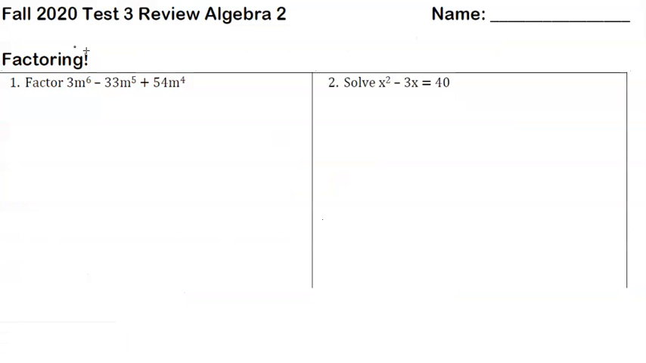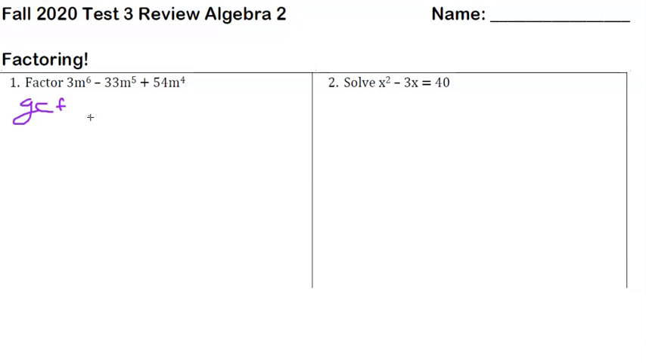Fall 2020 Test 3 Review, Algebra 2. This test is all about factoring, and we'll go through many of the methods that I put above this page. Number 1, factor 3m to the 6th power minus 33m to the 5th power plus 54m to the 4th power. The first thing we want to do here is factor out the GCF, the greatest common factor.